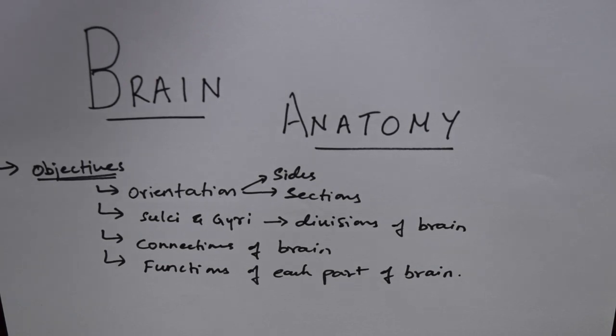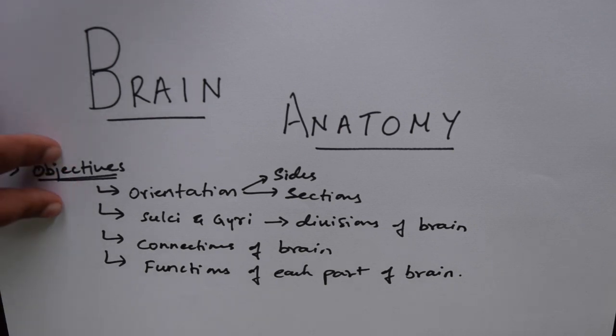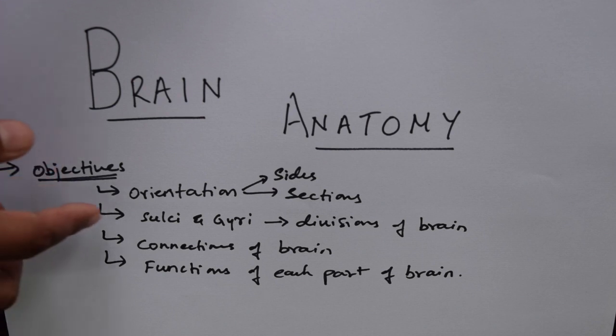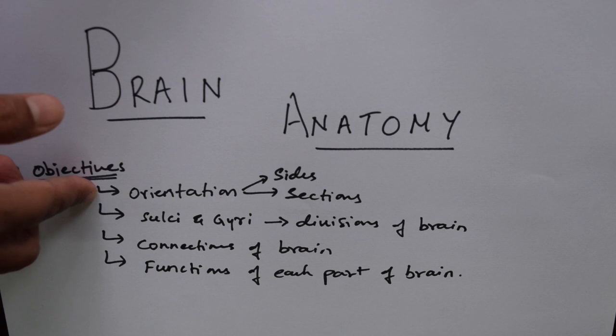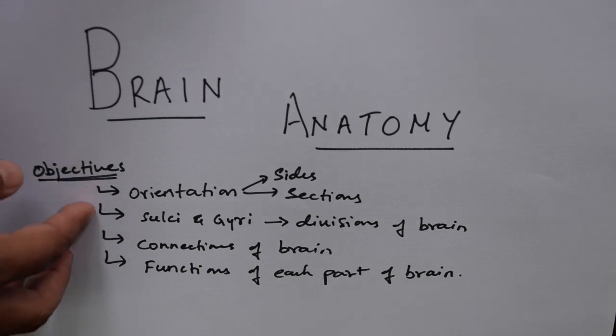Today our main discussion is on the anatomy of the brain. To make our topic more organized, I have put in my objectives what I want to talk to you about. First thing is the orientation of the brain, about the sides of the brain and the sections. Next I'll be talking about the sulci and gyri. These are the depressions and the elevations in the brain, which we use as landmarks to make the different lobes, to identify different parts of the brain.